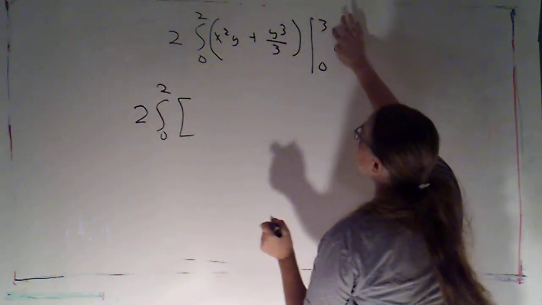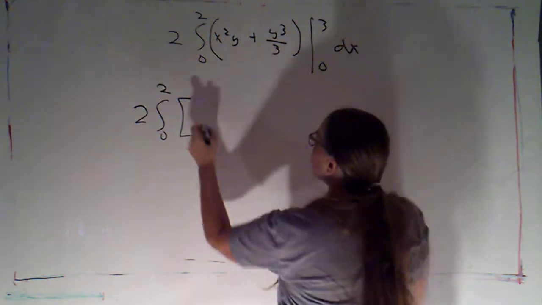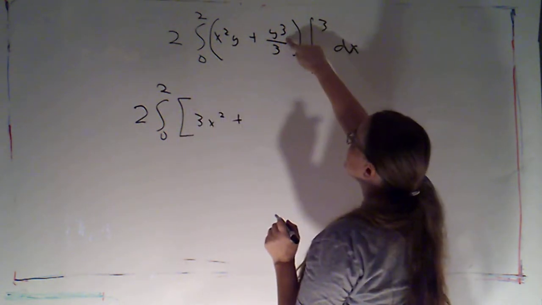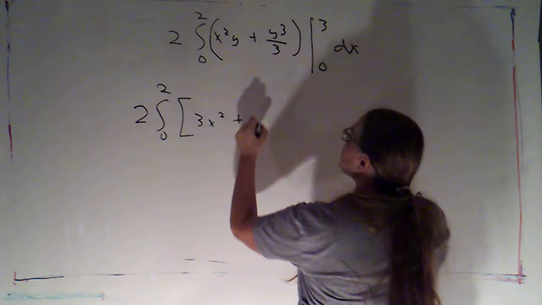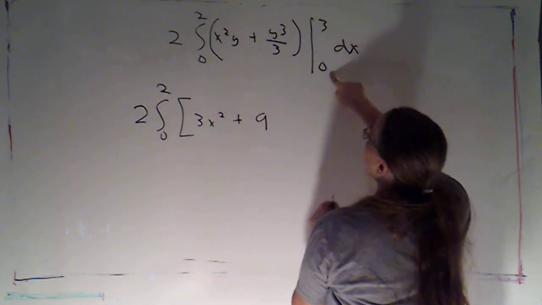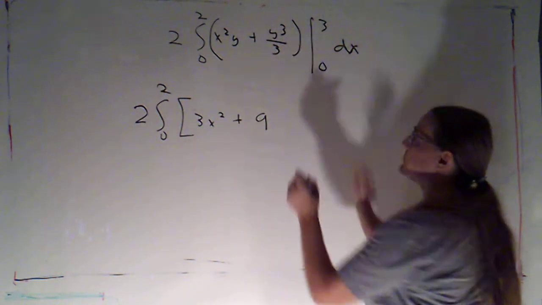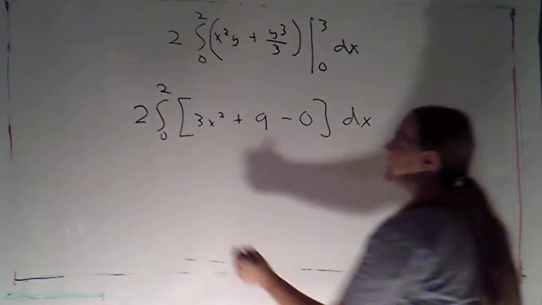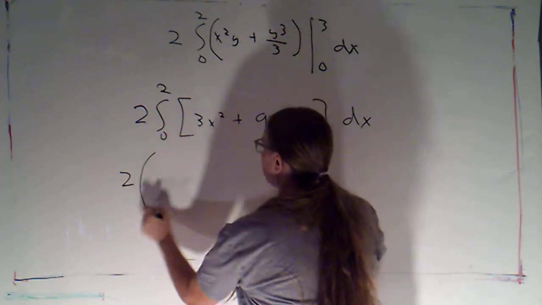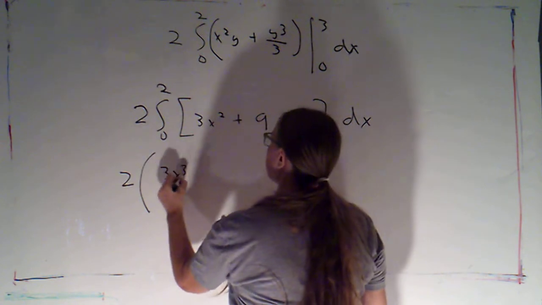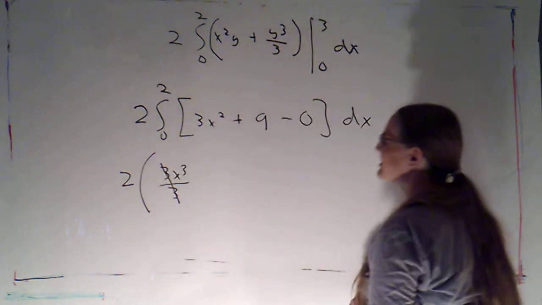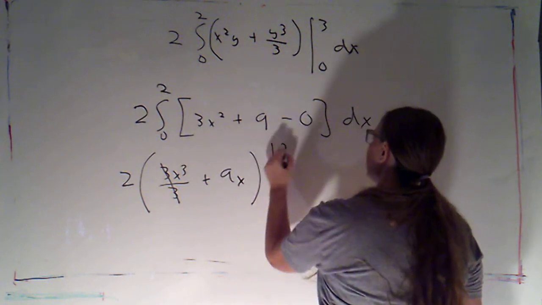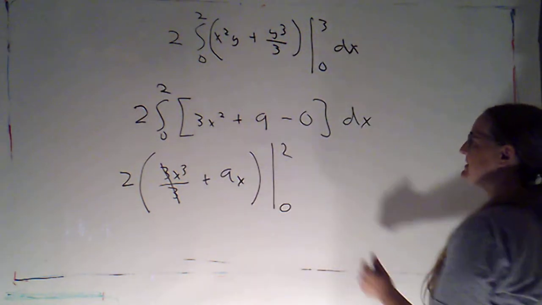Let's see, when I plug in 3 for y, I'm going to get 3x squared plus, 27 divided by 3 is 9. And then when I plug in 0 for y, both of those terms just go to 0. Okay, so that's 2 copies of, we're going to get 3x cubed over 3, that's nice, that's just x cubed, plus 9x, and that's evaluated between 2 and 0.